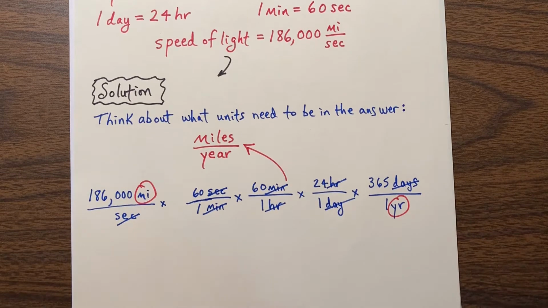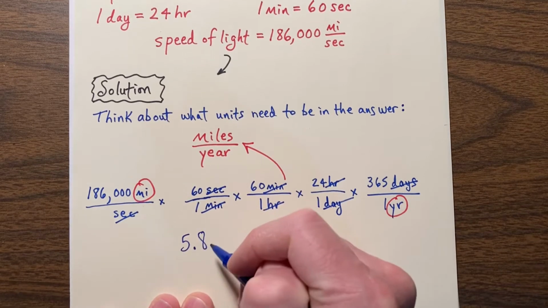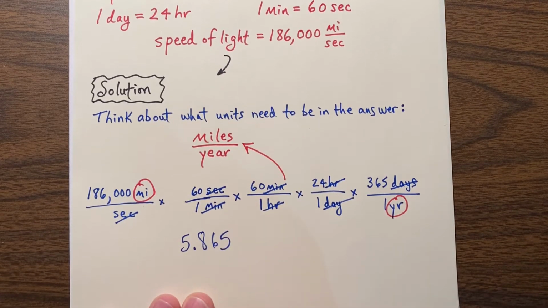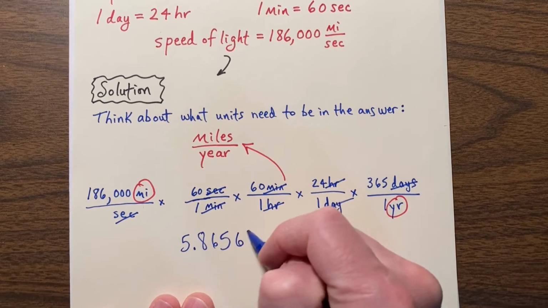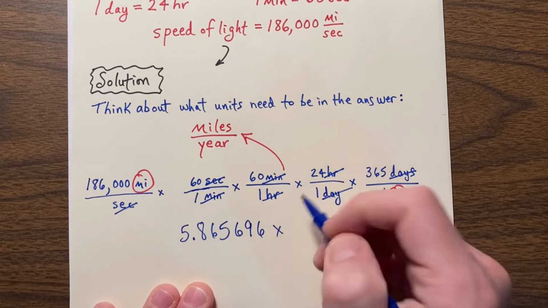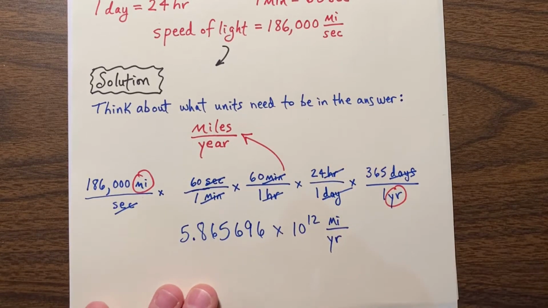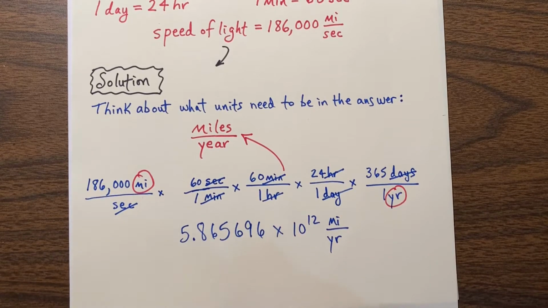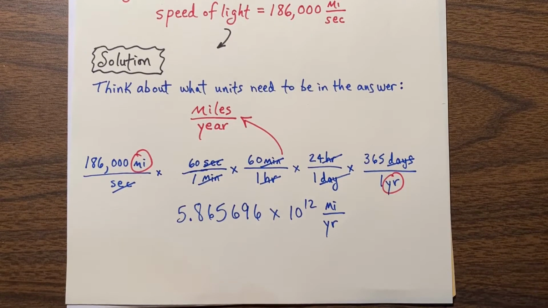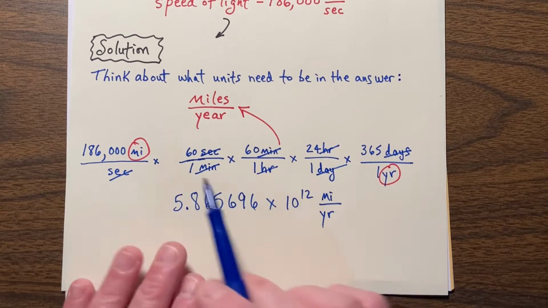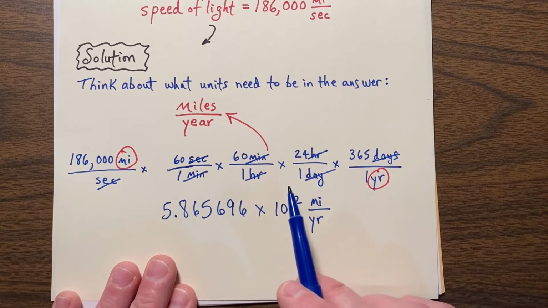So if you crunch the numbers, 186,000 times 60 times 60 times 24 times 365 gives me 5.865696 times 10 to the 12th miles per year, I'm just reading my calculator here. Now, ask yourself this: can you write all those digits in your answer? So go back and look at what went into the calculation.